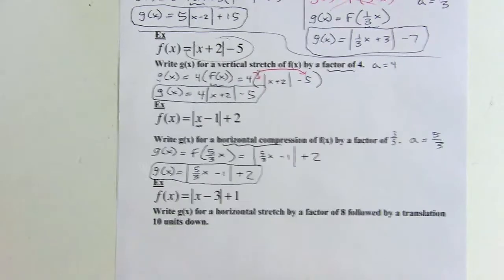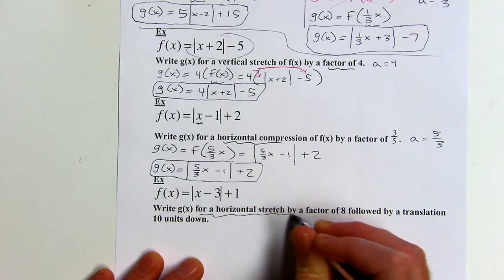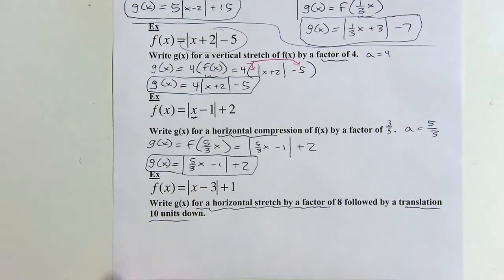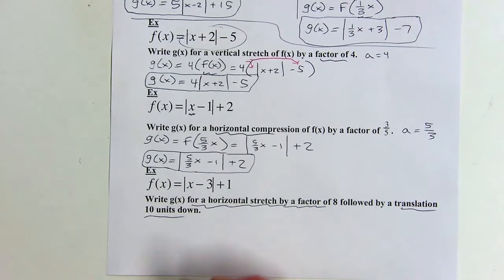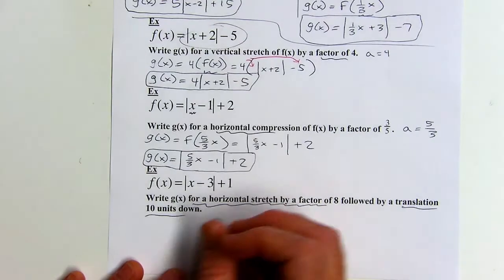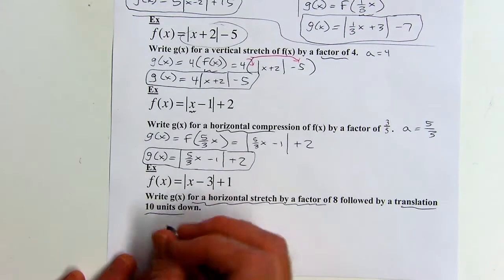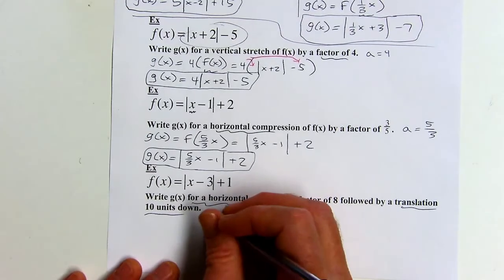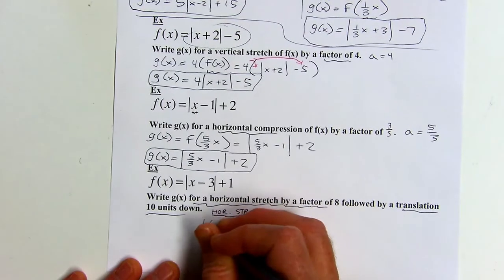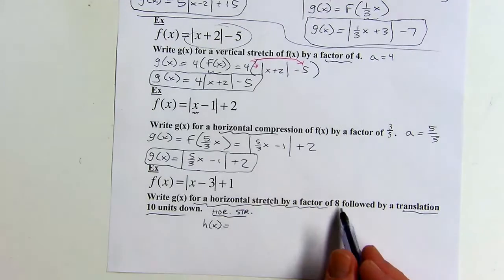Okay. All right. Write g of x for a horizontal stretch by a factor of 8, followed by a translation 10 units down. So this is a two-parter. We got 2 different transformations here. So I'm going to do it piece by piece. So I'll first say, even though ultimately I'm going to say that this is function g, first I'll just do my horizontal stretch. Just kind of keeping track of what I'm doing here. I'm going to call this function h, just to show that I'm only going to do the horizontal stretch here, okay? So a horizontal stretch by a factor of 8.